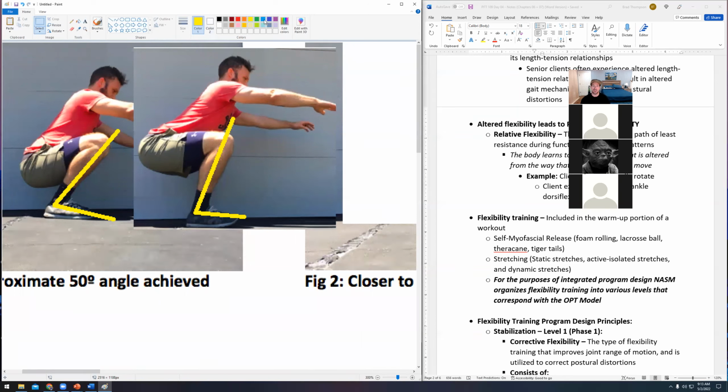We can tell he's excessively leaning forward if we draw a line from his hip that travels out to his shoulders, and we draw another line from here to here, right?